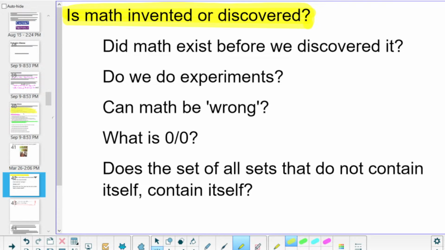Hands up if you think it's invented. Einstein said so. People are kind of changing their mind. Okay, go back to what you're doing. Einstein said so. Add this question. I would like you to answer, do we do experiments? But also, if there were no humans around, would math still exist? Or, if all humans cease to exist, would math continue existing?